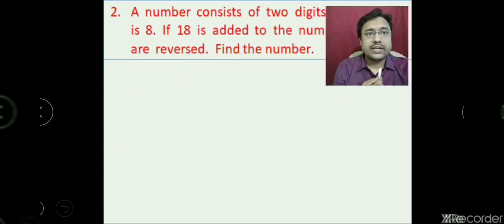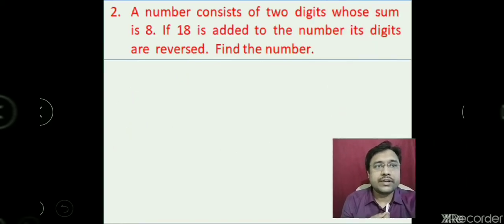Okay, now next question, you can see here what is given. A number consists of two digits whose sum is 8. If 18 is added to the number, its digits are reversed. Then find the number.